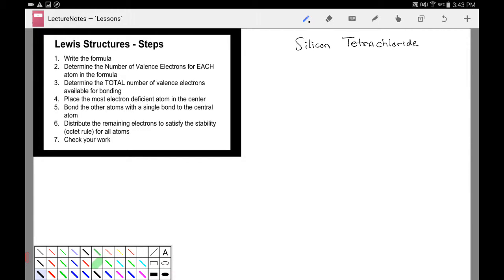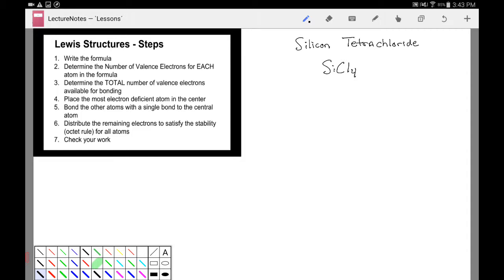To go a little bit harder, let's take a look at silicon tetrachloride. To write the formula for that, we need to look at our naming conventions for covalent compounds. From the word silicon, we know that we have one atom of silicon, and tetrachloride tells us that we have 4 chlorine atoms in our compound.